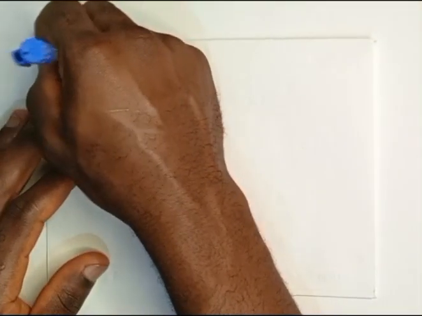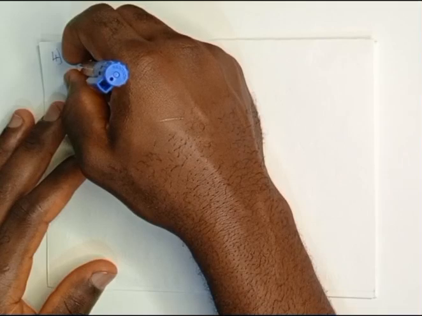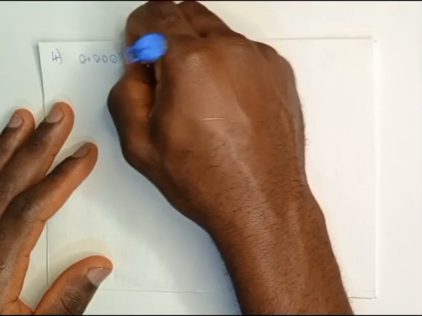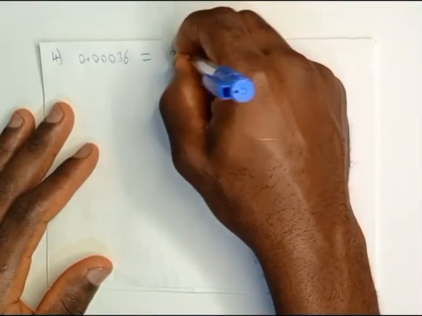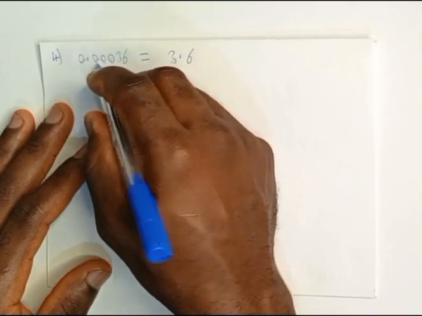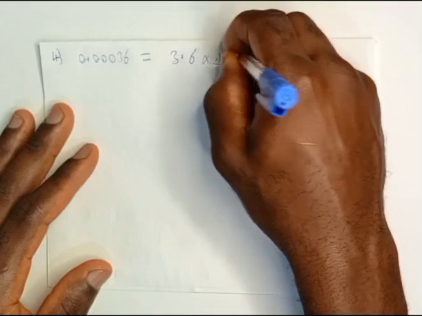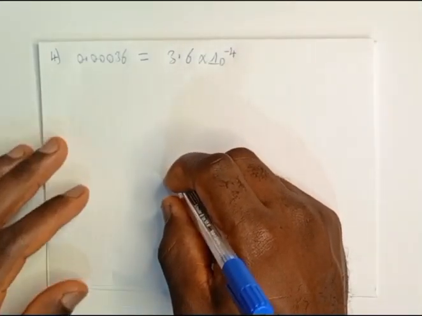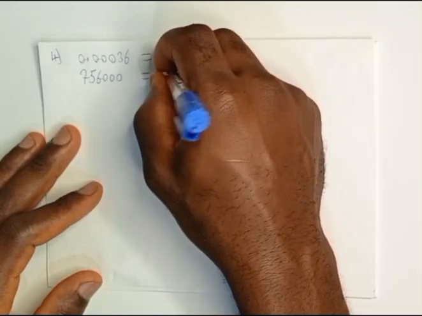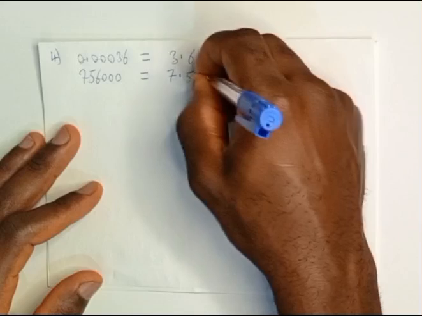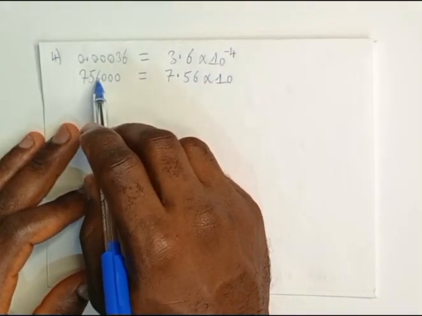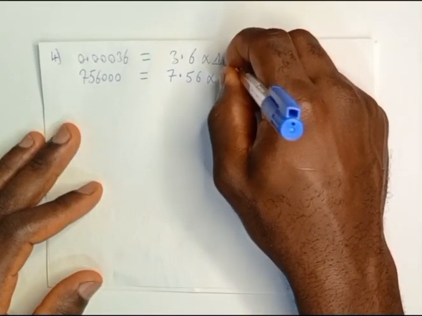First, we are going to start by expressing the numbers in standard form. For the first one, you have 0.0036 in standard form is simply equal to 3.6. We are going to fix a decimal point here. Then we count the number of digits to the left, 1, 2, 3, 4, times 10 to the power negative 4, since we are counting to the left. We take the next number, 756,000. In standard form, it will simply give us 7.56 times 10 to the power. If we fix a decimal point here, we count 1, 2, 3, 4, 5, times 10 to the power 5.